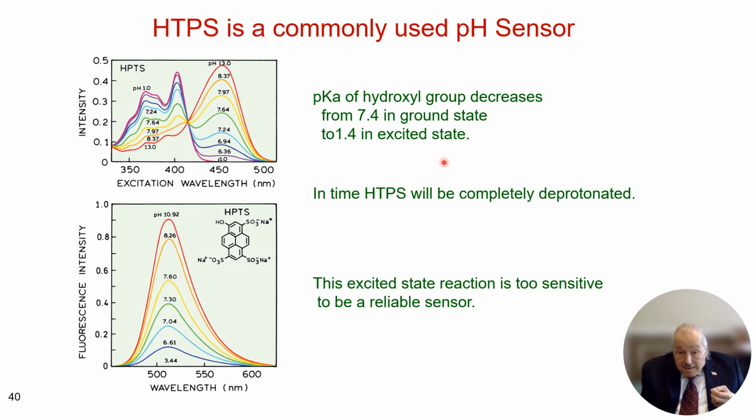changes dramatically. So if it was starting at 7.4 in your biological solution, when it's excited, the pKa drops to 1.4, which means it's going to be deprotonated. When it's deprotonated, it's now a different molecule, and it has this long wavelength emission. My problem with using this as a pH sensor is that the excited state reaction seems to be too dependent on the local environment.